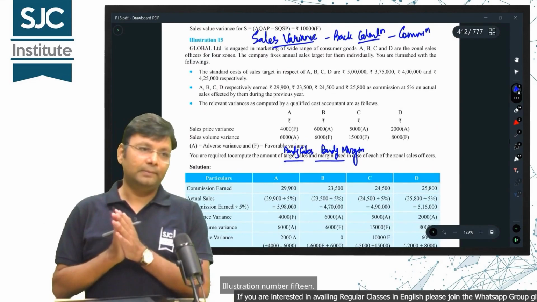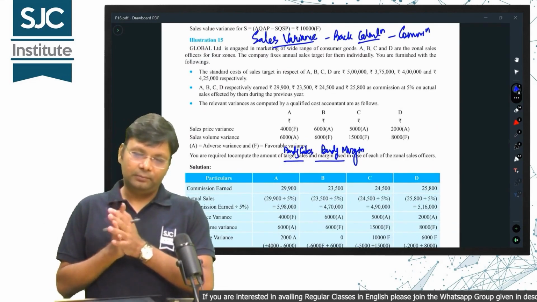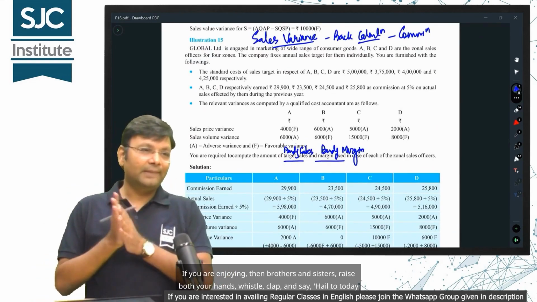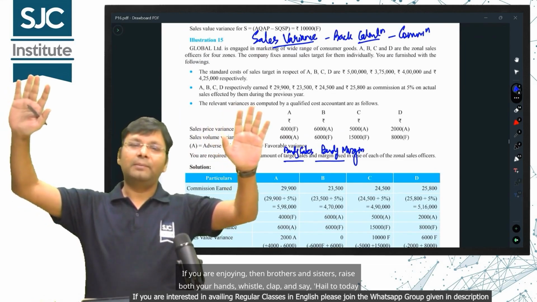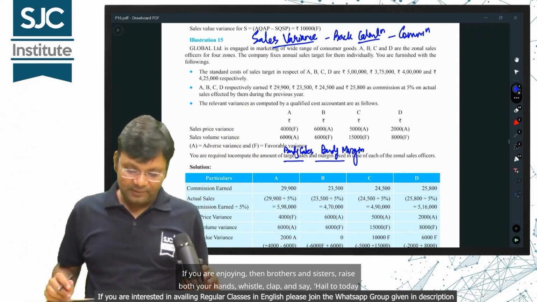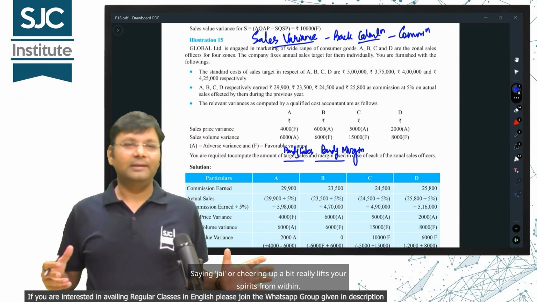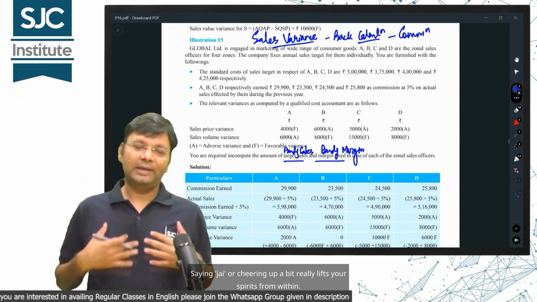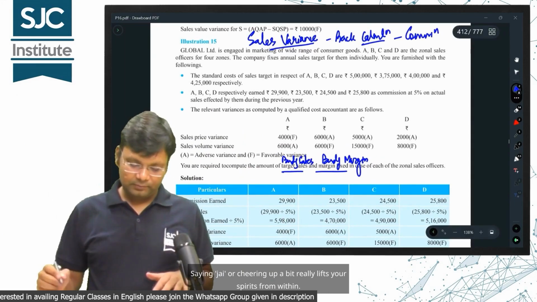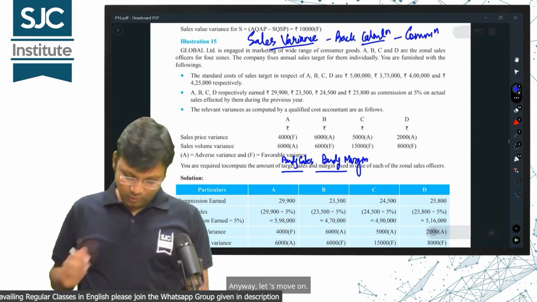Illustration number 15. Are you enjoying it? If you are enjoying, then brothers and sisters, raise both your hands, whistle, clap, and say, "Hail to today's joy." Saying joy or cheering up a bit really lifts your spirits from within. Anyway, let's move on.